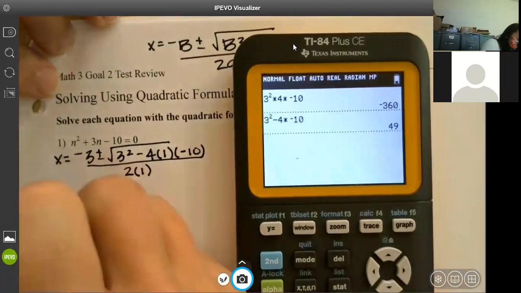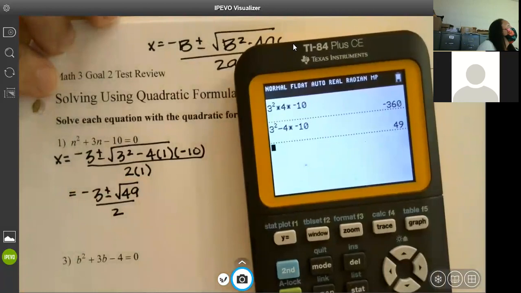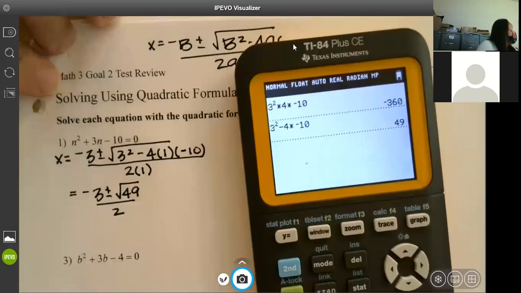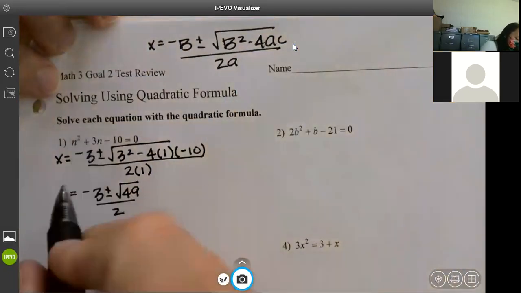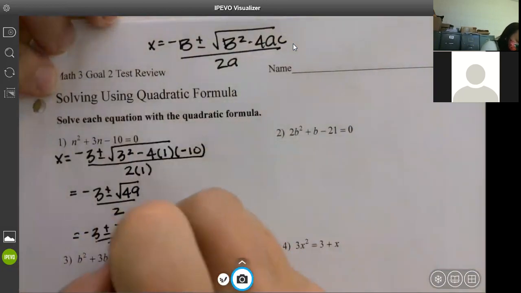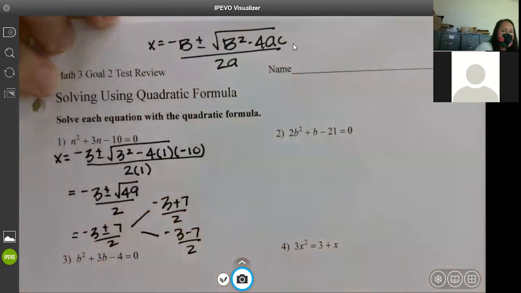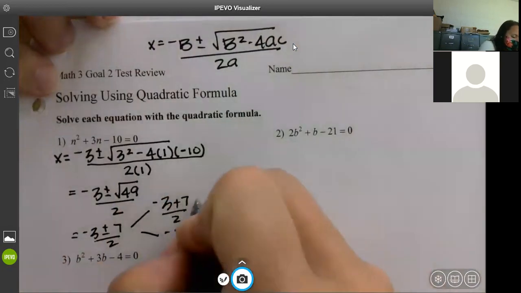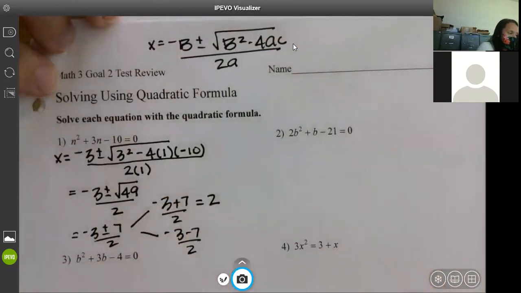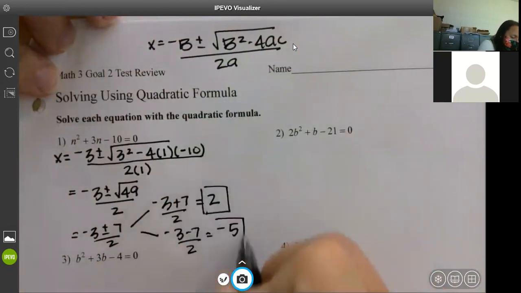What do we get? What do you know about 49? It's a perfect square. So I could have factored this one. So what I would suggest that you do is always try to factor first, okay? So we would get negative 3 plus or minus 7 over 2, and we split into two equations. -3 plus 7 is 4. Divided by 2 is 2. -3 minus 7 is -10. Divided by 2 is -5. So there are your two answers.